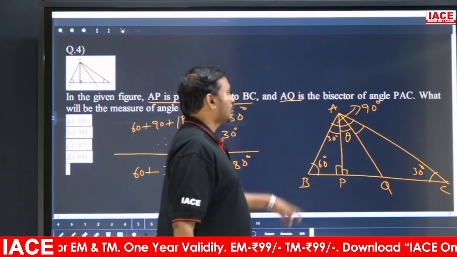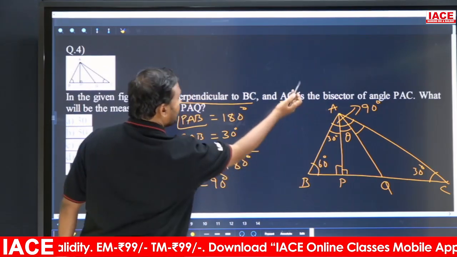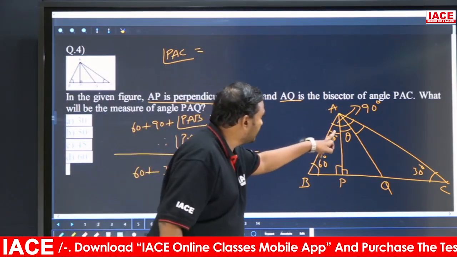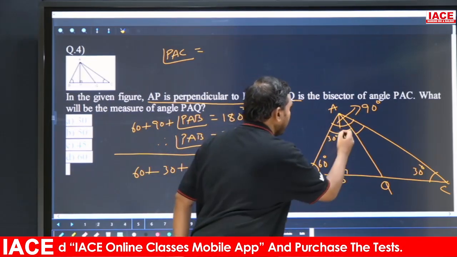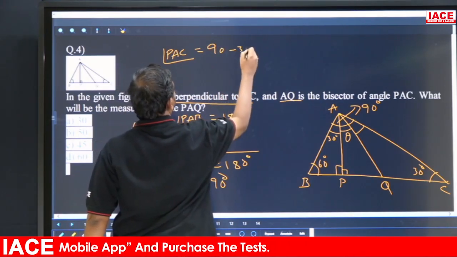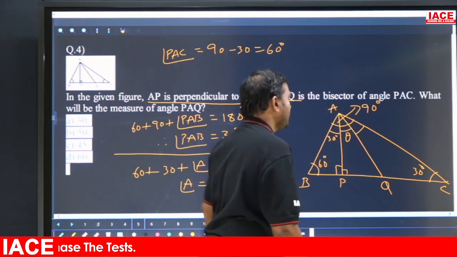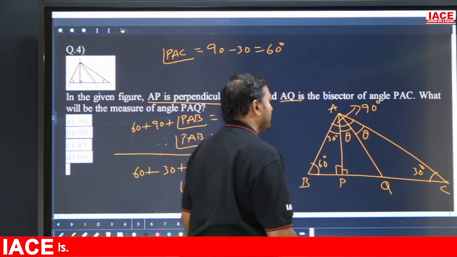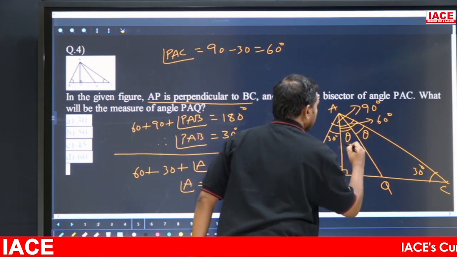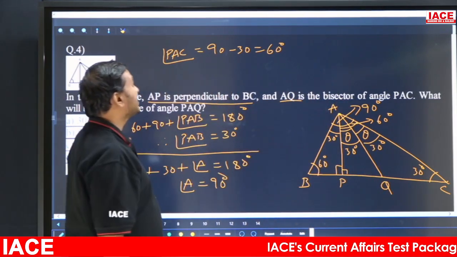So the total angle is 90 and this part is 30 degrees, so what is angle PAC? See, this part is 30. This total is 90, so the remaining part is how much? 90 minus 30, that is 60 degrees. PAC is 60 degrees. So what is this theta? Theta means this total angle is 60. This is 60, so each part is how much? 30, 30. Why? Because AQ is the angular bisector.